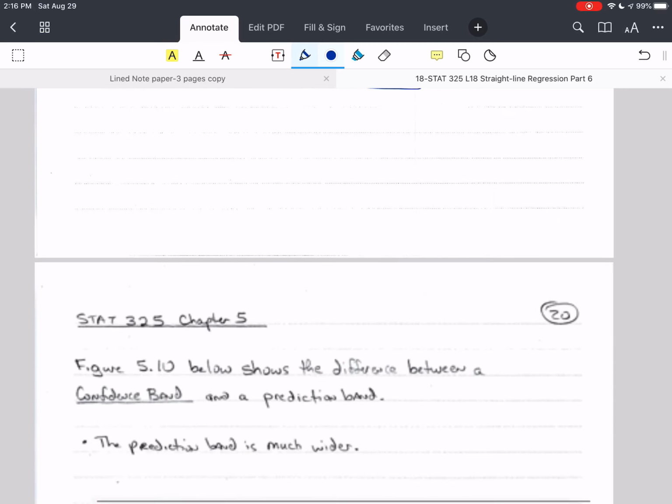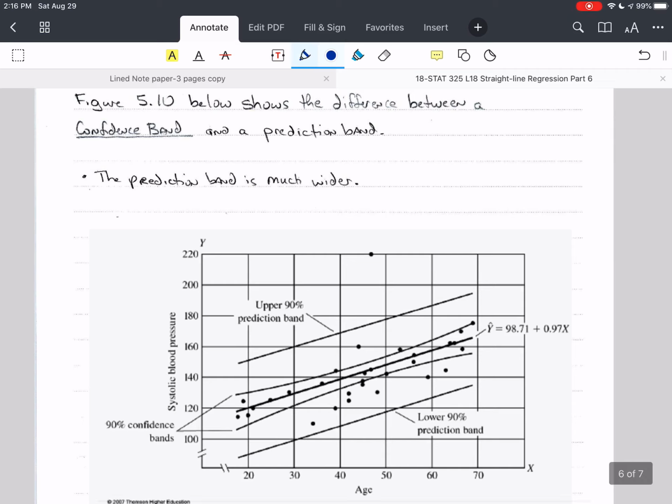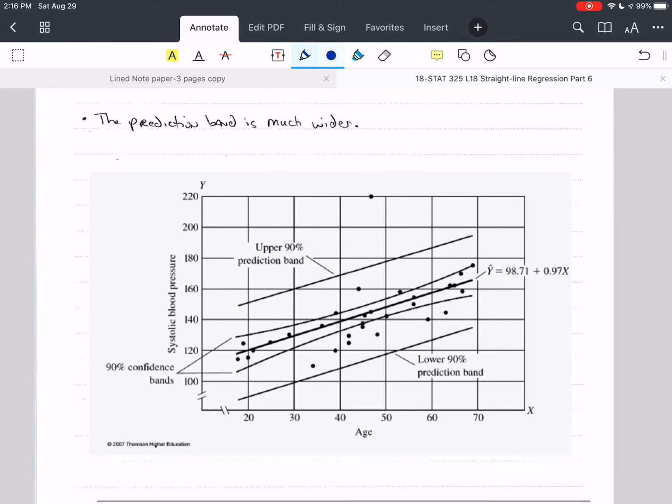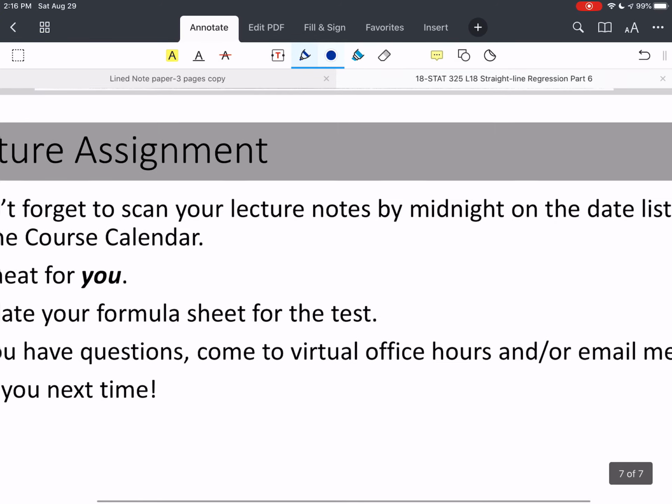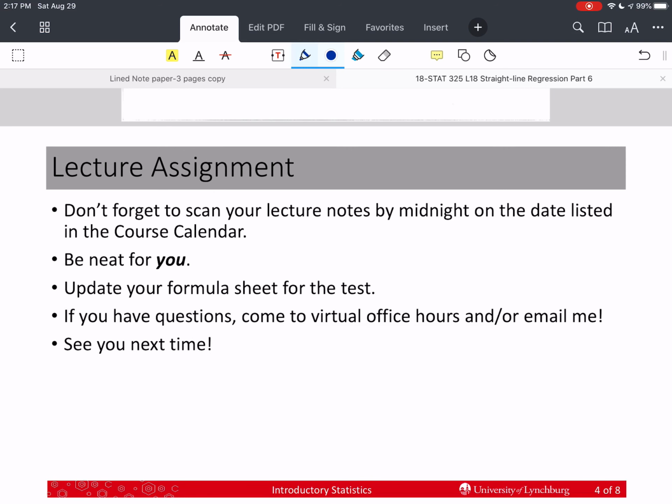Okay, all right. So now let's take a look at figure 5.10 from the book, and it shows the difference between a confidence band and a prediction band. The prediction band is much wider. So you see this one says prediction, that's the solid line here, and here are the confidence bands. And this was for our example from the book that we worked with last time, Systolic Blood Pressure and Age. Notice how we have a fairly straight line for the prediction band, and we have curved lines for the confidence bands. And both of these are 90%, not 95% in this case. All right, so I hope that helps you understand the difference between a confidence band and a prediction band. A confidence band for the mean, prediction band for individuals.